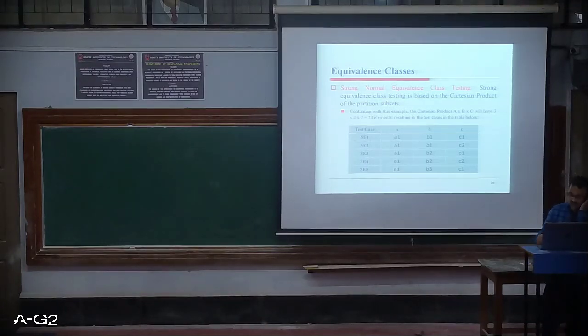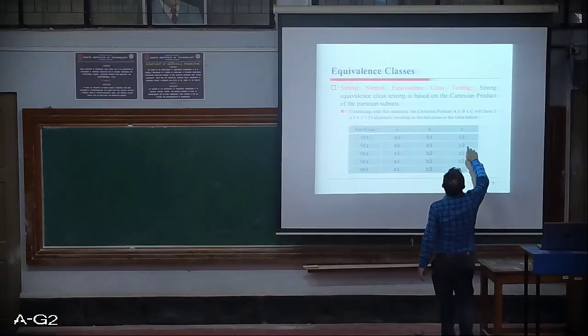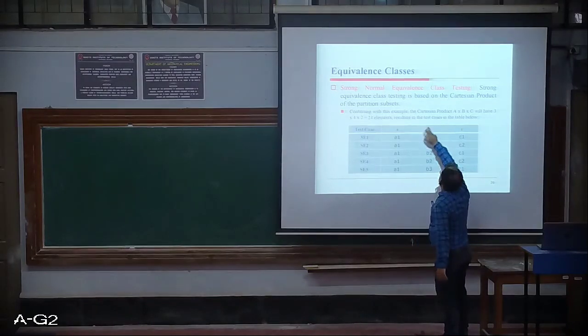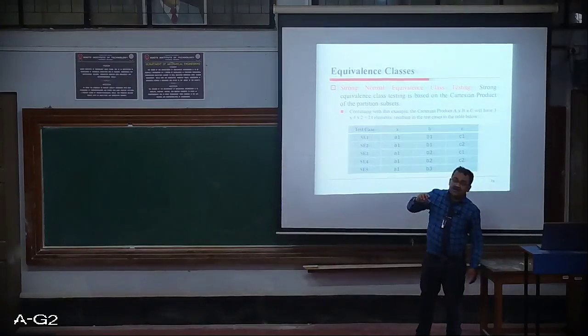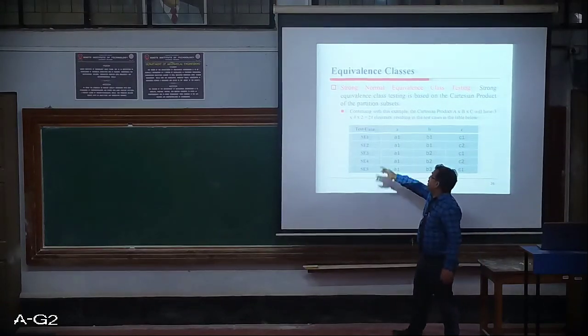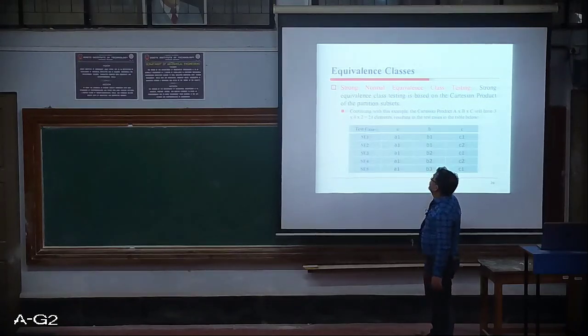If we have a partition for the set A, set B, and set C, and we have 3, 4, and 2, suppose 3 partitions are created from A, 4 partitions from B, and 2 partitions from C. Then the total number of test cases generated will be 24. That is 3 into 4 into 2, because this is the Cartesian product.